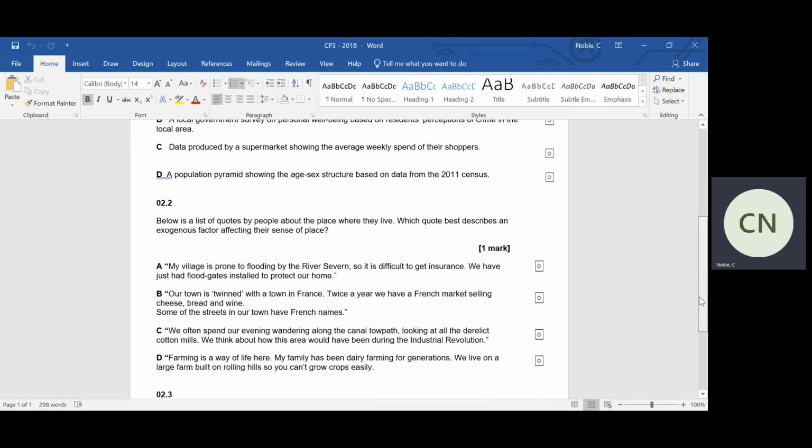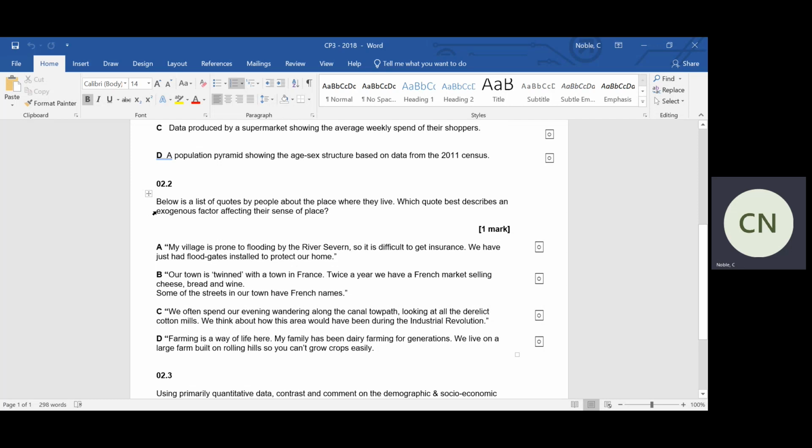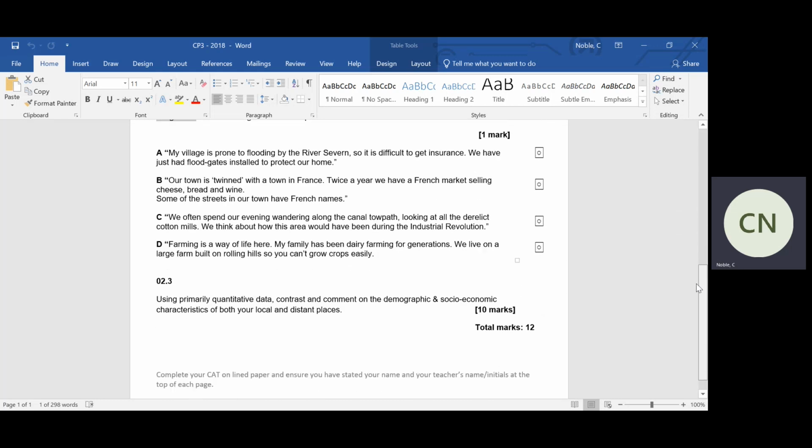And then similarly, it's making sure that you've read clearly the word exogenous here, which of course is really important in terms of identifying which quote actually describes the exogenous factor affecting somebody's sense of place.